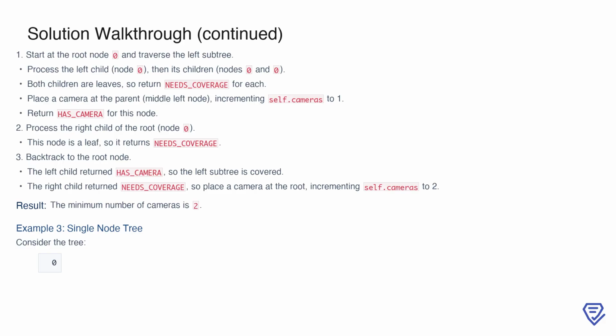To ensure coverage, we place a camera on their parent, the middle left node, and increment the self.camera's counter to 1. This node now returns has_camera, indicating it has a camera and covers its children. Next, we process the right child of the root, which is a leaf node and returns needs_coverage. Returning to the root, we find that the left subtree is covered because its child returned has_camera. However, the right child requires coverage, so we place another camera at the root, incrementing self.cameras to 2. In this tree, the minimum number of cameras needed is 2.